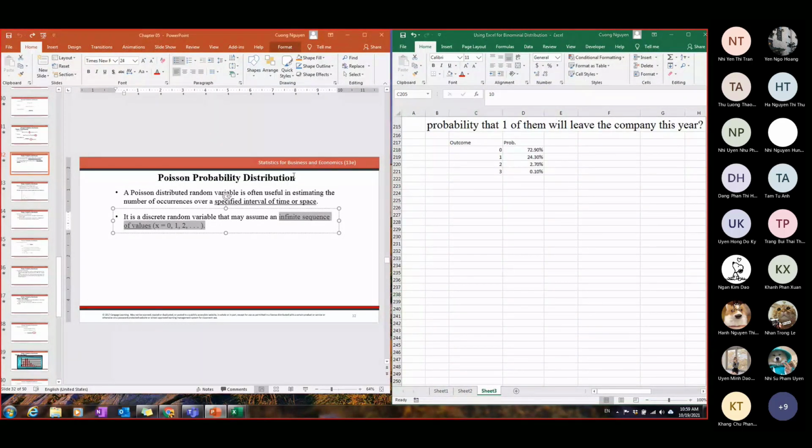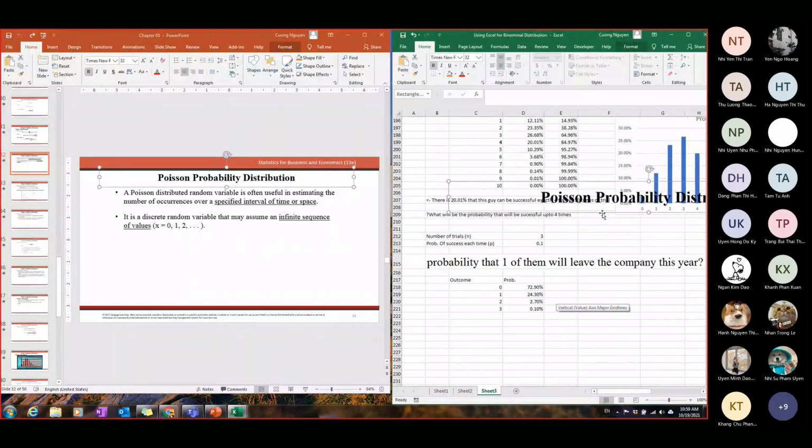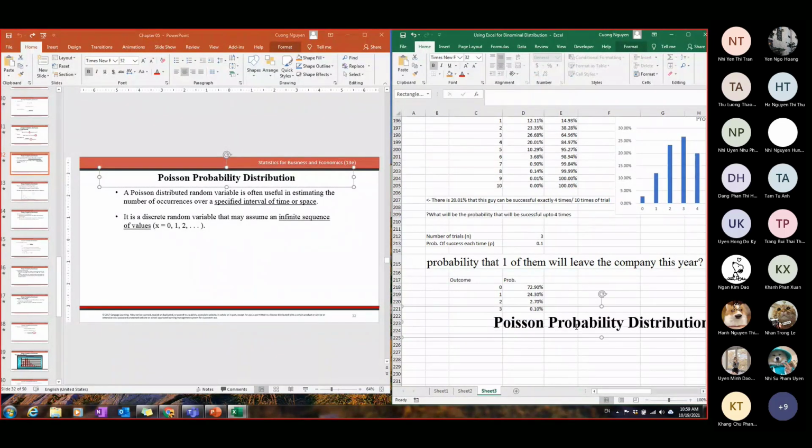Okay, now let's talk about this one very quickly. The Poisson probability distribution.